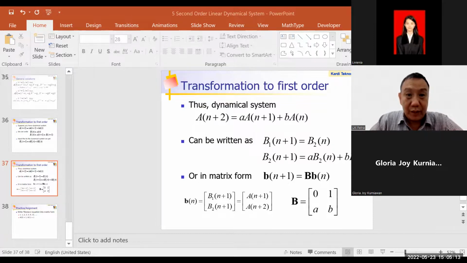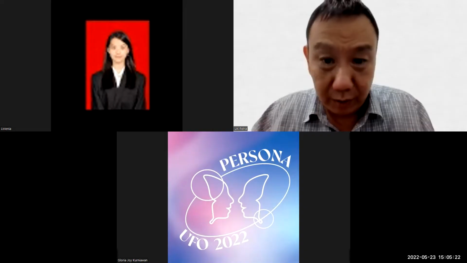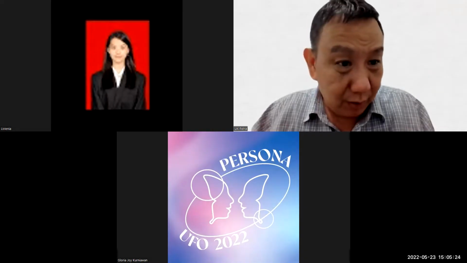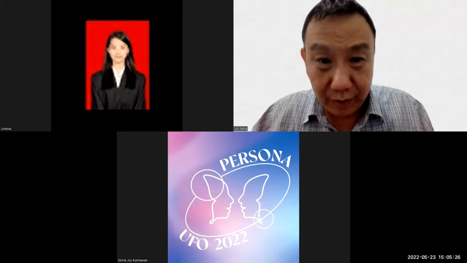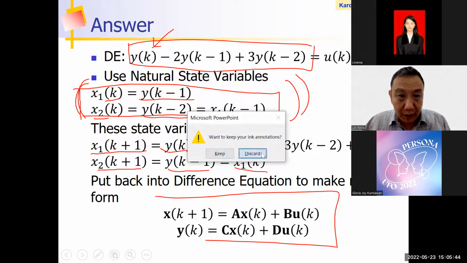Sir, are you writing on the whiteboard? Oh, sorry. I did not put it in the whiteboard. In the PowerPoint. Sorry. Okay. Can you see it? Yes, the one with your annotations, right? Yes, with my annotation. Okay, sorry. Let me come back.